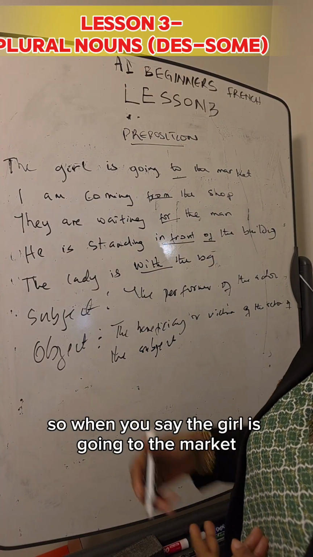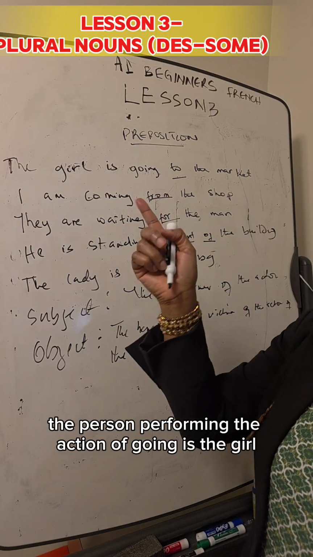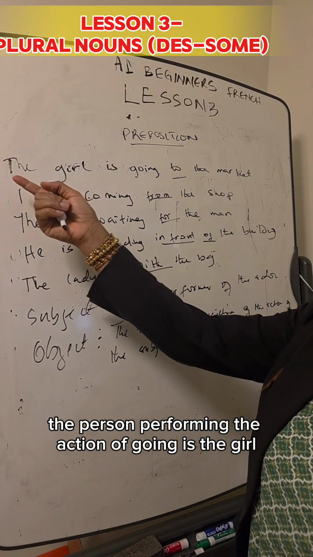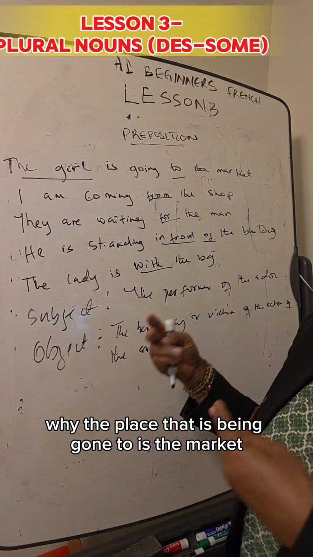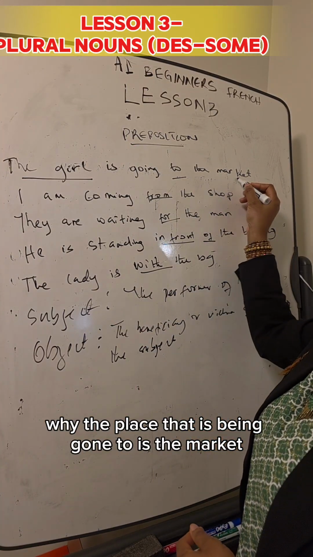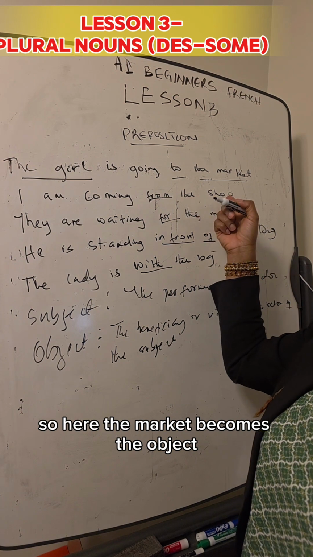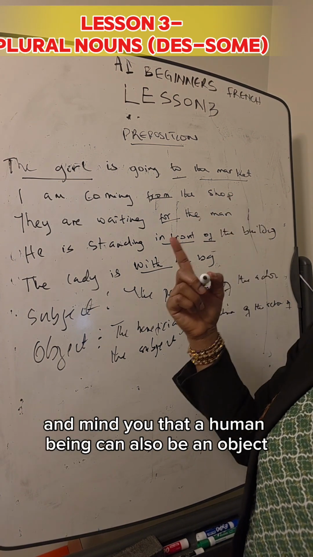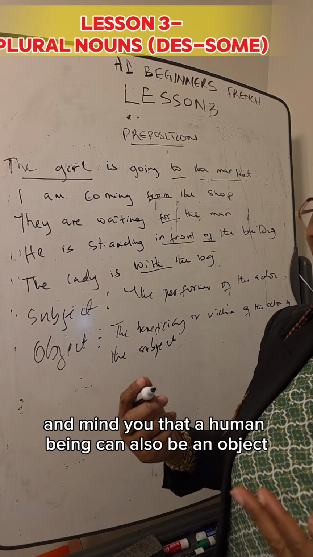So, when you say the girl is going to the market, the person performing the action of going is the girl, subject, while the place that is being gone to is the market. So here, the market becomes the object. And mind you that a human being can also be an object.